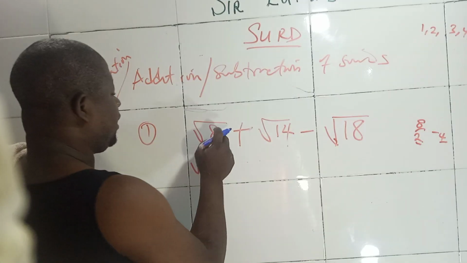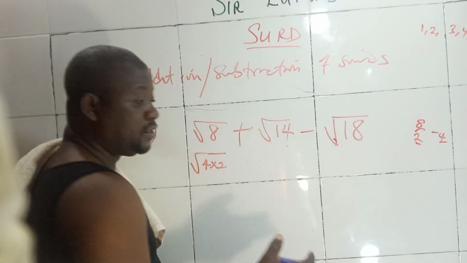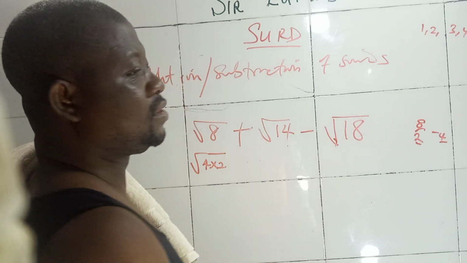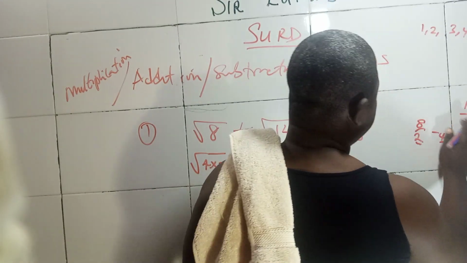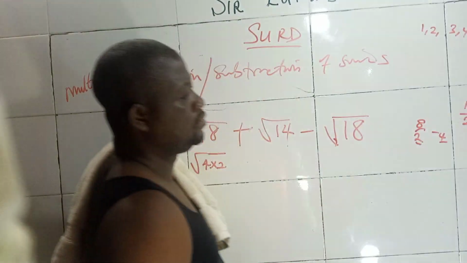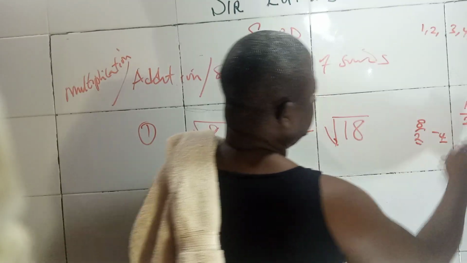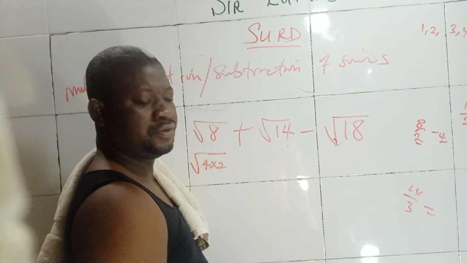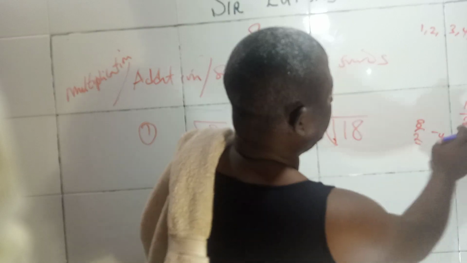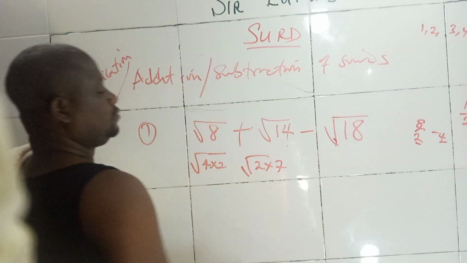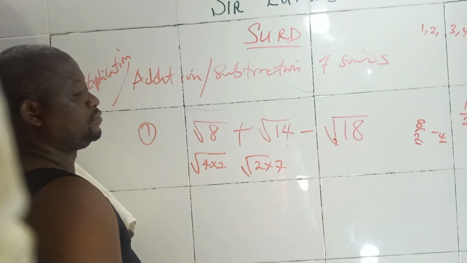So we have root 8 plus then root 14. You now look at the factors of 14. 14 divided by 1, you still have 14. Let's say 14 divided by 2, I'm going to have 7. Can another number divide 14? No. Because if I say 14 divided by 3, I'm going to have fractions. So we stop at 2. I'm going to have root 2 times 7, because I want to prove something.